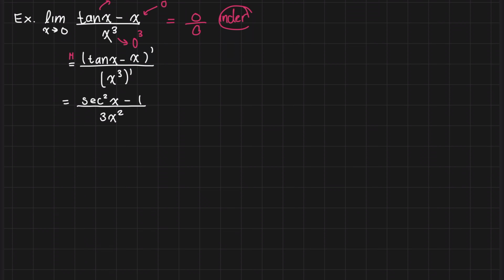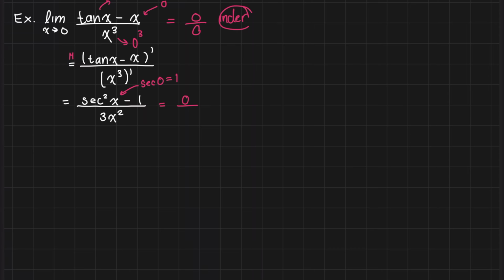Now once again, we're going to reevaluate. At every single step, you're going to reevaluate. Every time that you take a derivative, you are going to reevaluate. So here we're looking at secant squared x. Secant 0 is equal to 1. So that means at the top we get 0. And at the bottom we also get 0.